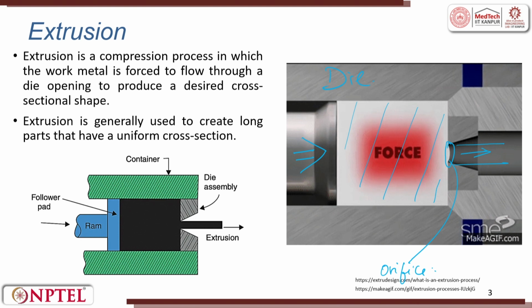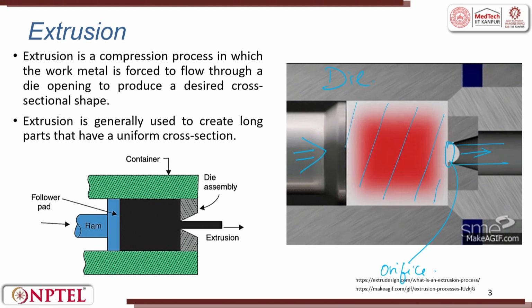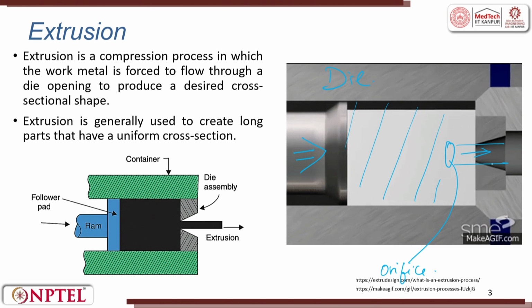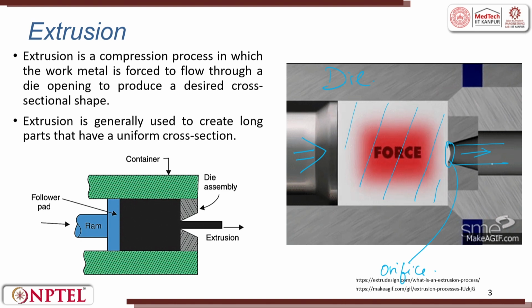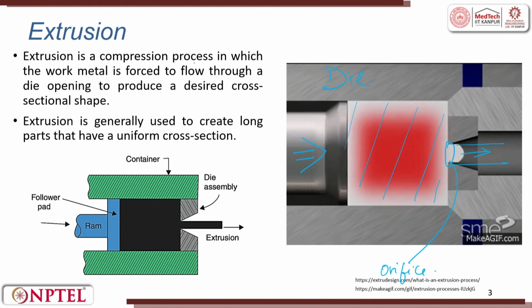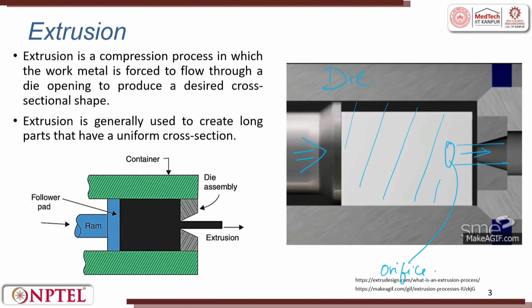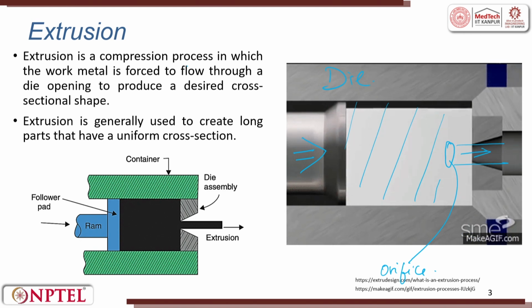This portion is called the orifice. Depending upon the cross section of the orifice, you can get the output material or the geometry, whatever you want. Extrusion is a compression process. Forging is also a compression process.